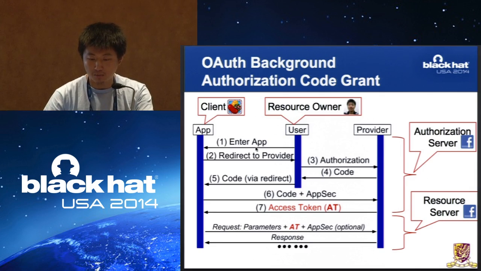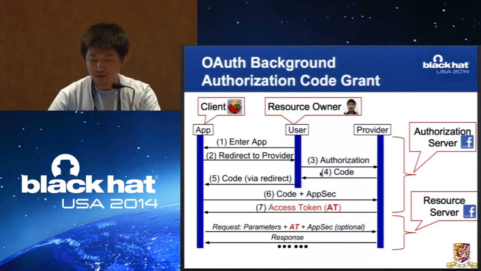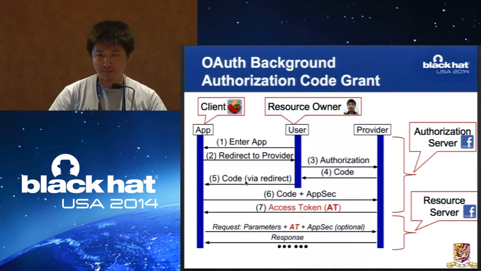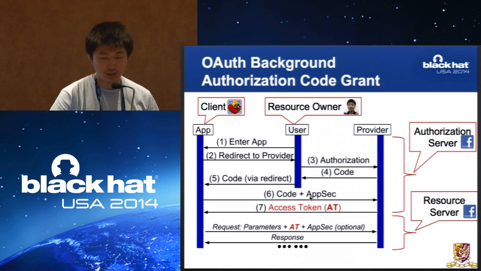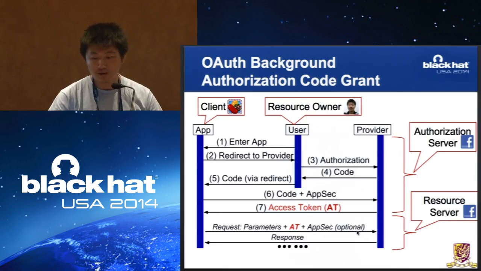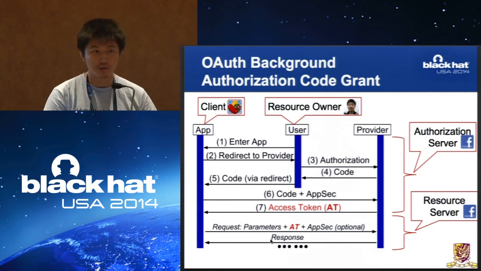So from 1 to 3, you already know that the user authorized on the provider and returned the code. And after this, there's something happening in the background. That is, the app will use the code together with the app secret we mentioned before to request the access token in this flow. And after that, the app can make some requests, say post status. And here, the app will send parameters plus access token and app secret. This is optional, we'll show you later. And the provider will give some response, say the status posting successful or not, or here's your friend list.